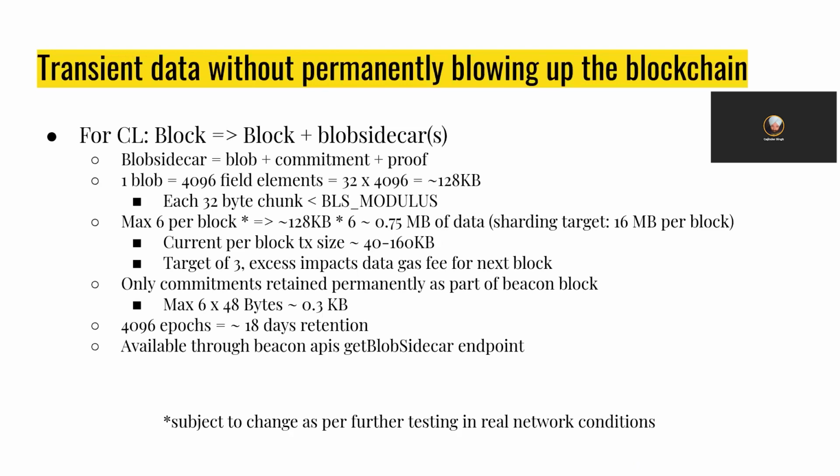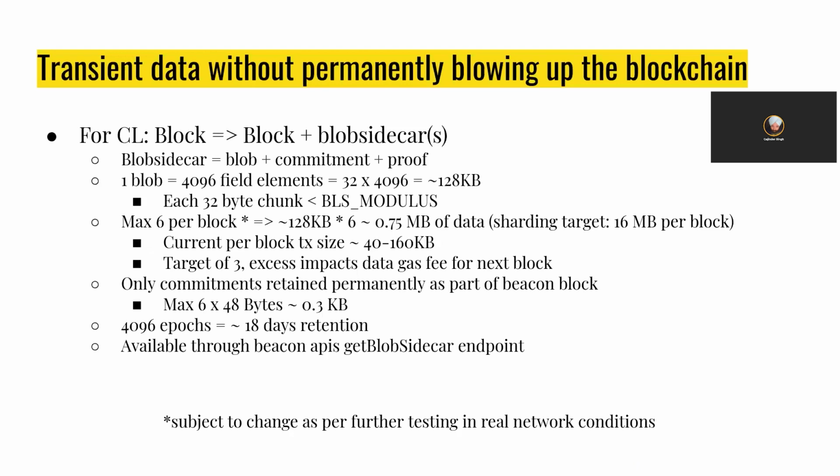For the CL, what it really means is that there is now a block, and then there are blob sidecars for every slot in Deneb, and a blob sidecar has blob data, a commitment and a proof. We'll come to what commitment is later. And now you have 6 blobs per block, which is the max. There is a target of 3, but the limit is 6, and this target and limit might be revised later. But what it really gives is a little less than 1 MB of data space per block. And for sharding, the target is to go up to 16 MB per block.